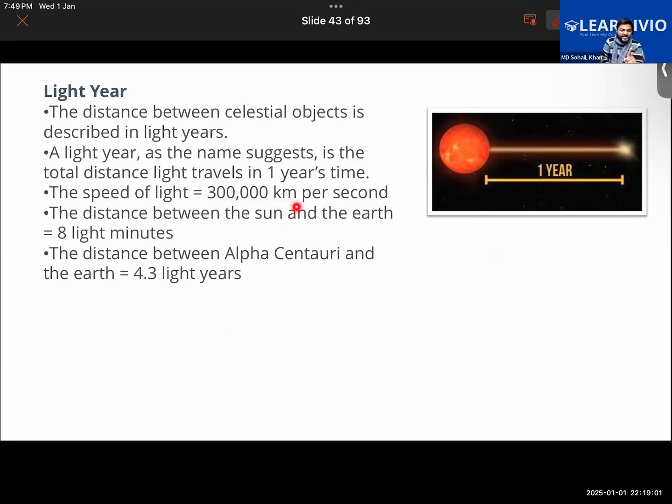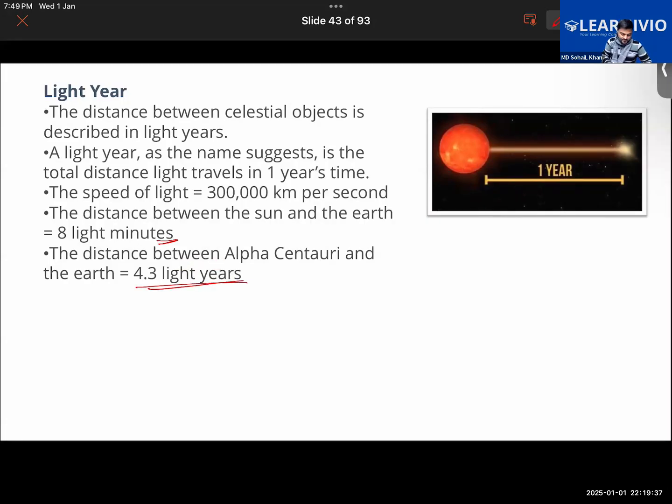So in just 1 second, it travels 3 lakh kilometers. So just imagine in 1 year how much distance it would be traveling. That is one thing. Also, the distance between the sun and the earth is 8 light minutes. Why? Because the sunlight takes roughly 8 minutes and 20 seconds to reach the earth from the sun. Thereby, in terms of light years, it is 8 light minutes. Getting it, everyone, what I'm trying to say? Yeah. While the distance between Alpha Centauri and the Earth in terms of light years is approximately 4.3 light years.